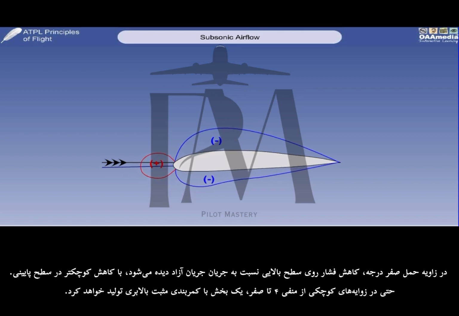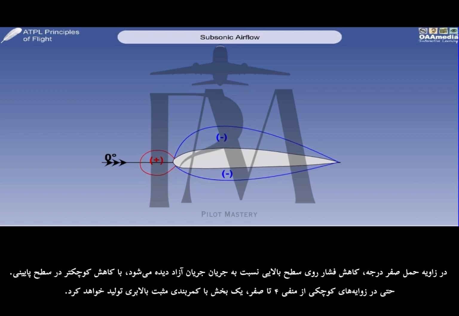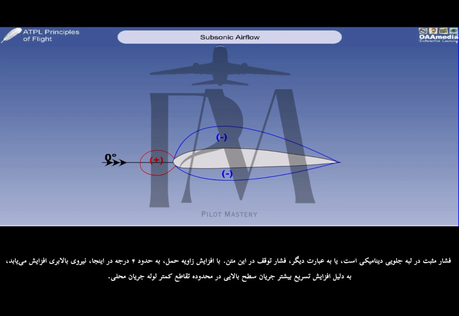At 0 degrees alpha, there is a pressure decrease over the upper surface compared with free stream flow, with a smaller decrease on the underside. Even at small angles of attack, between -4 and 0, a positively cambered section will produce lift. The positive pressure at the leading edge is dynamic, or in this context, stagnation pressure.